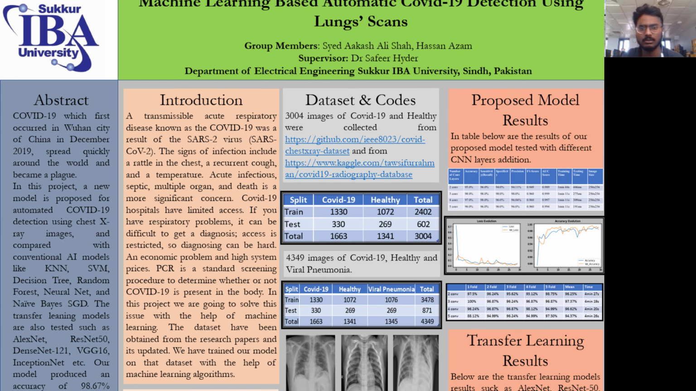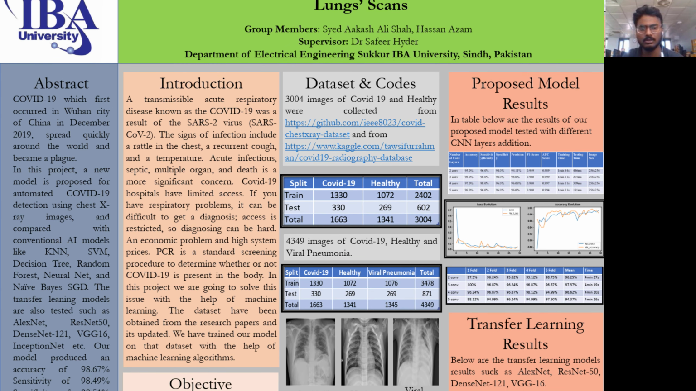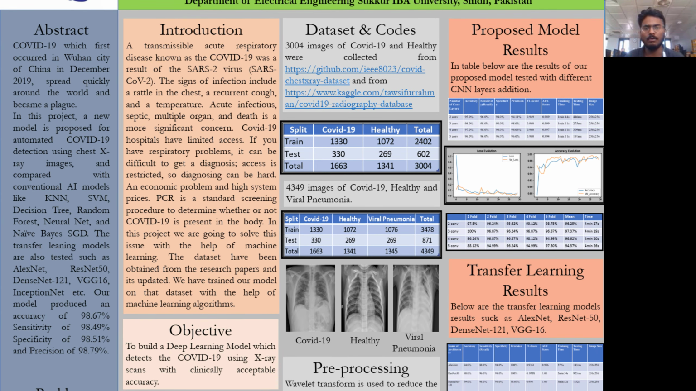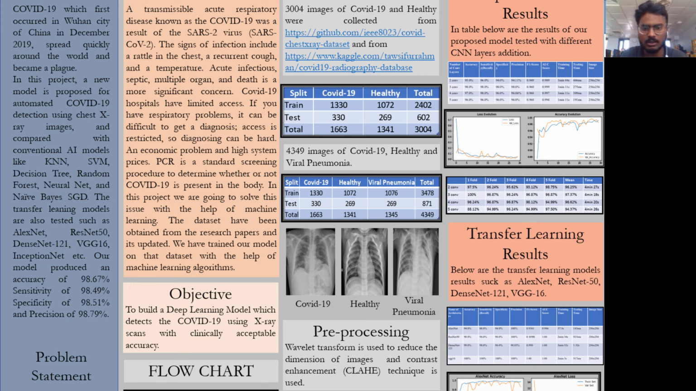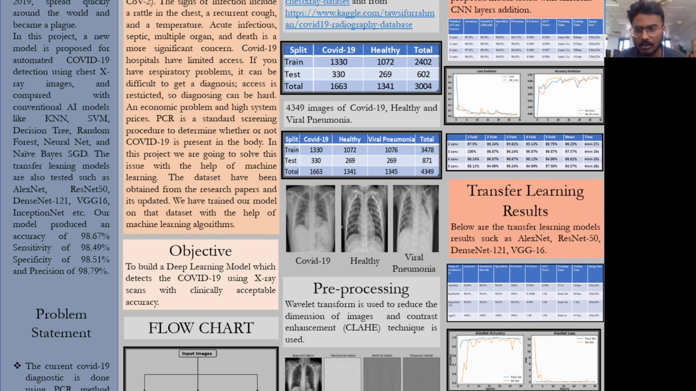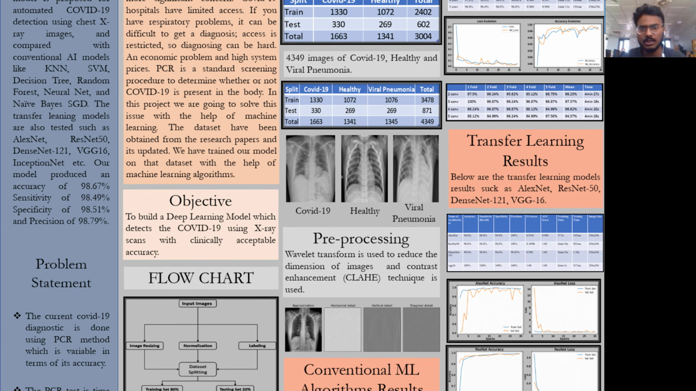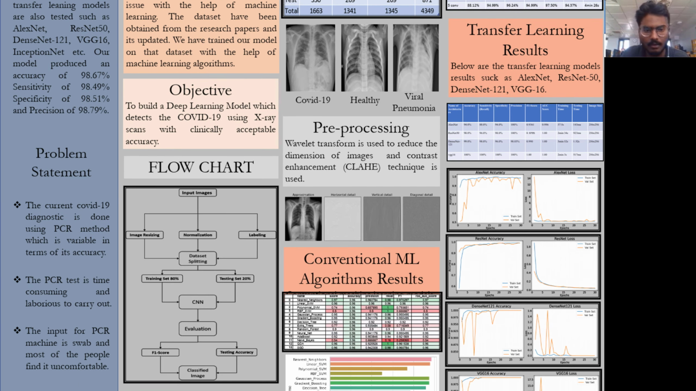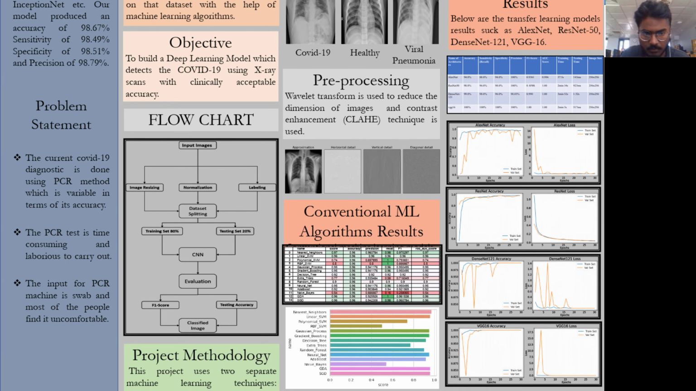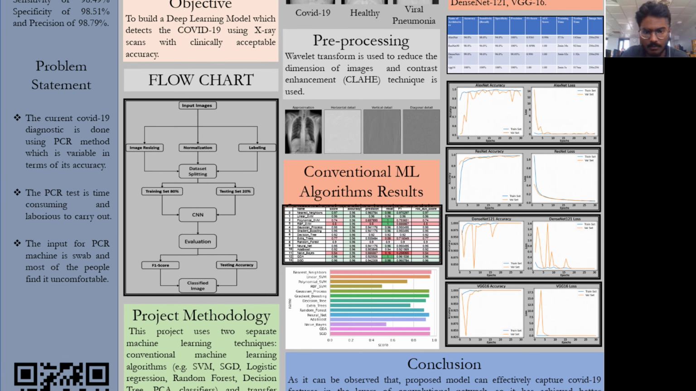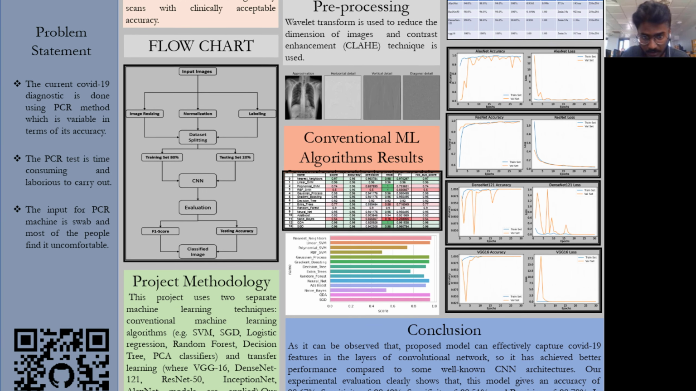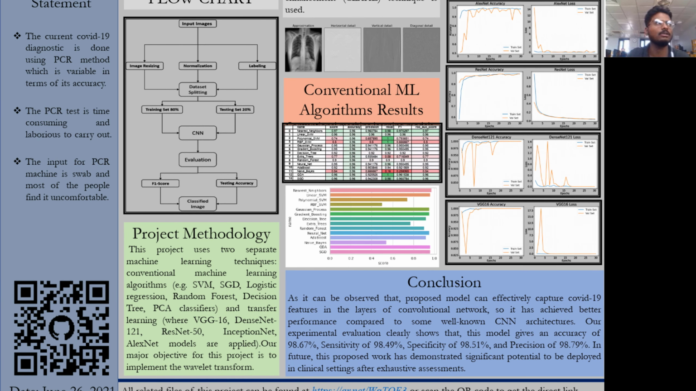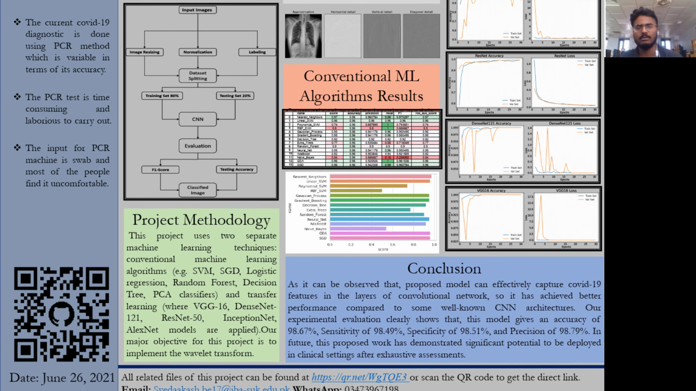This is our poster for our project. We have described all our project here in this poster. This is the abstract, problem statement, and introduction. We have talked about our datasets and codes, and we have shown some images here. Our project methodology is defined, and we have concluded it here.